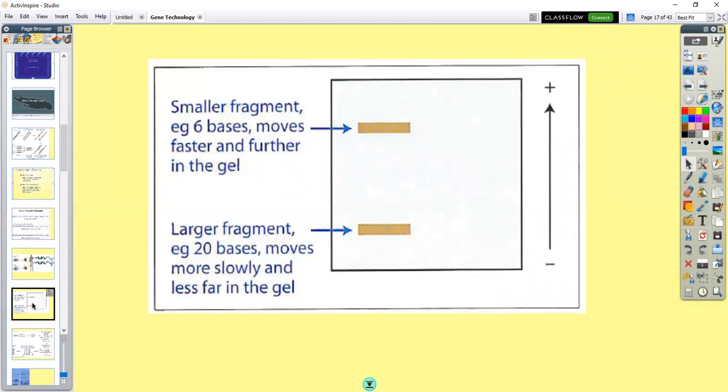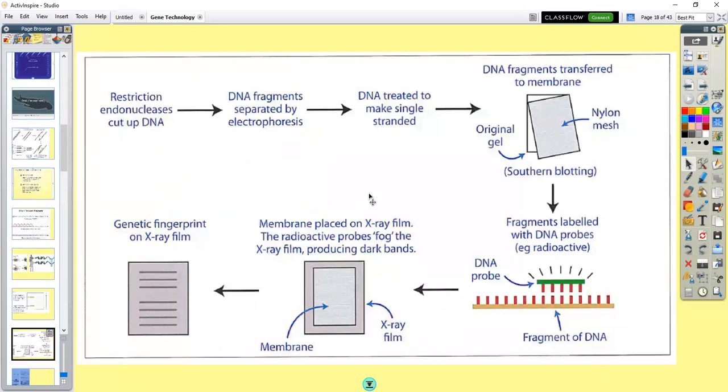Also talk here about gel electrophoresis and cutting up DNA fragments, as we talked about before. The smaller fragments tend to move further within the gel. The larger fragments don't move as far. Okay, and that can be seen using genetic fingerprinting. So again, very similar to the gel electrophoresis we looked at before.